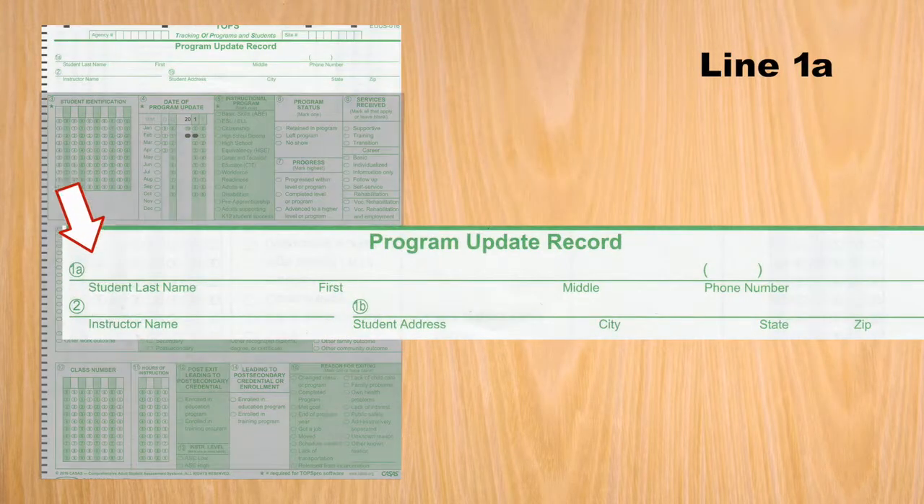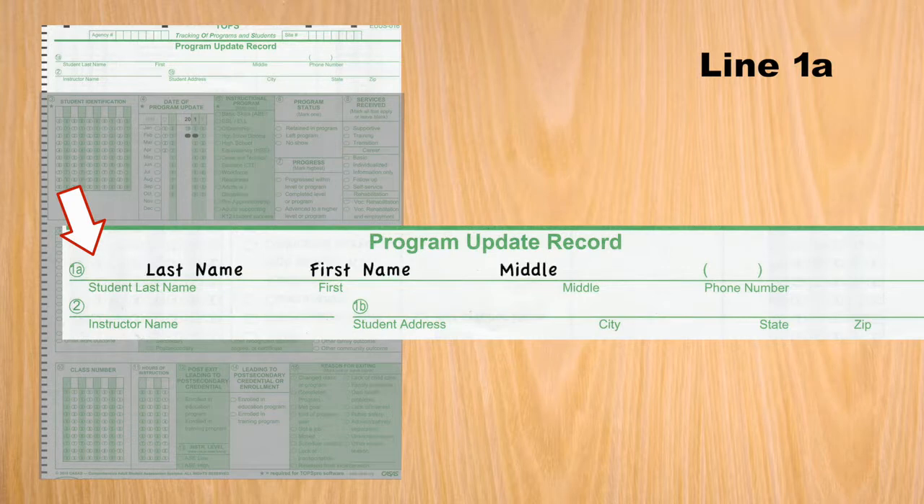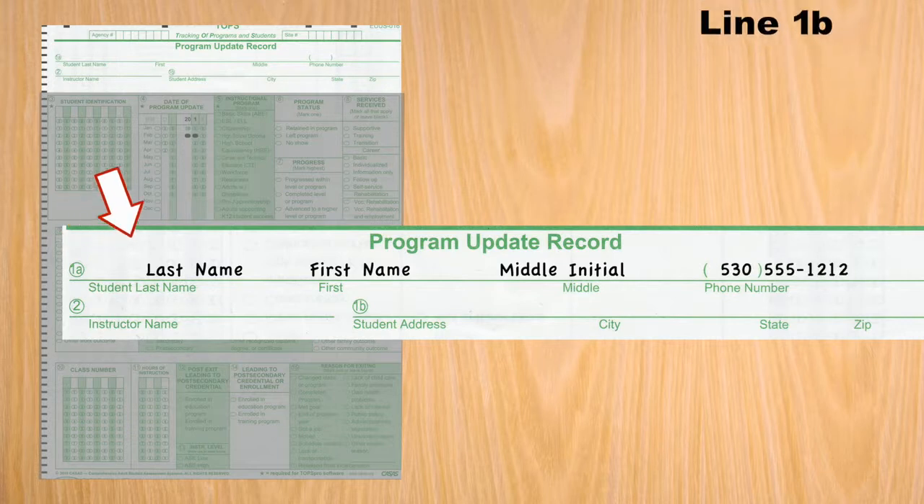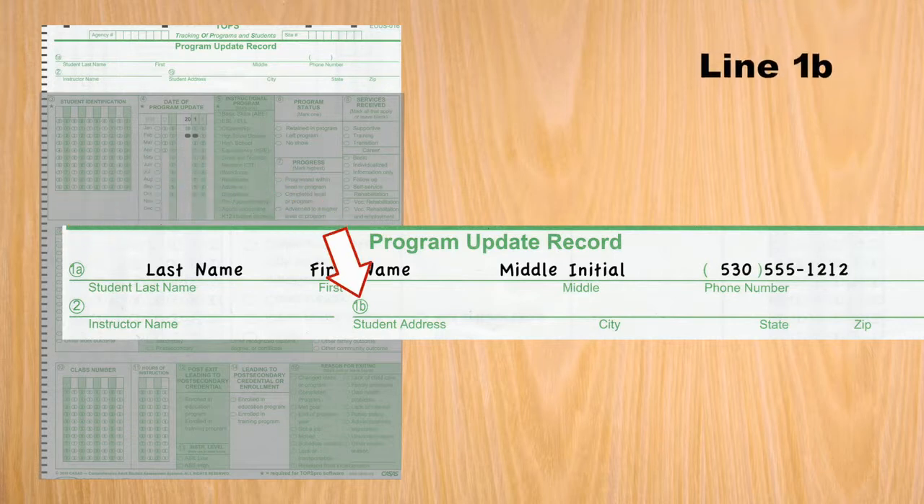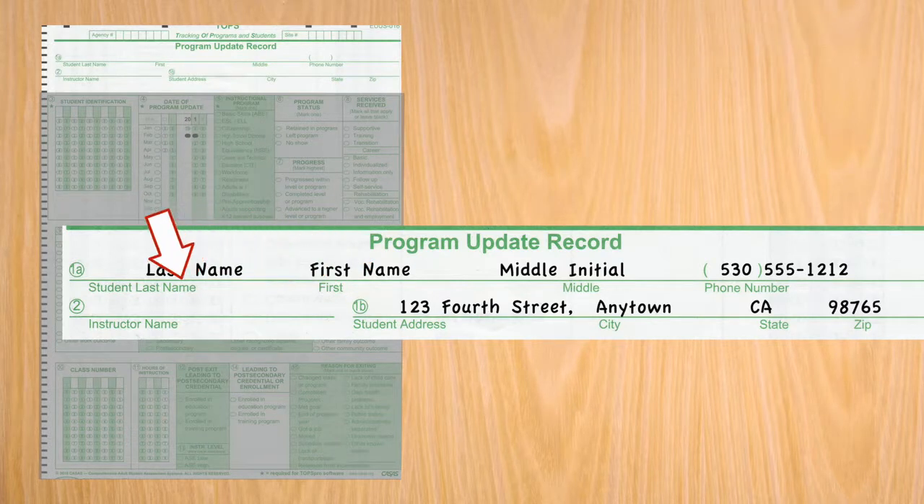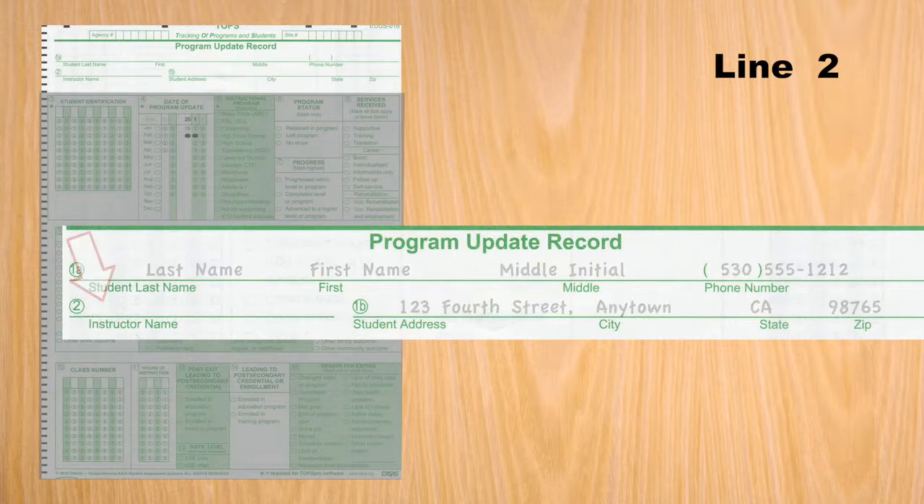On line 1A, please clearly write your last name, first name, and middle initial. Also, include your phone number. On line 1B, please clearly write in your mailing address, city, state, and zip code. Leave line 2, the instructor's name, blank. This will be written in later.